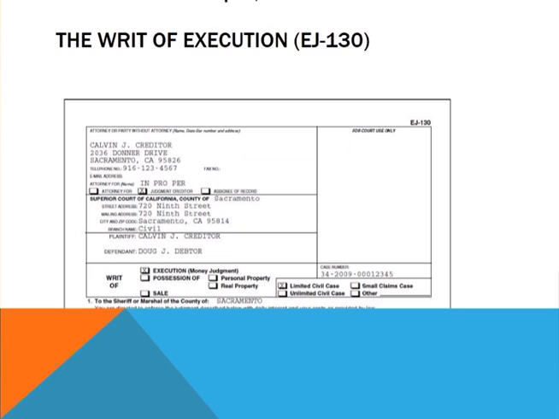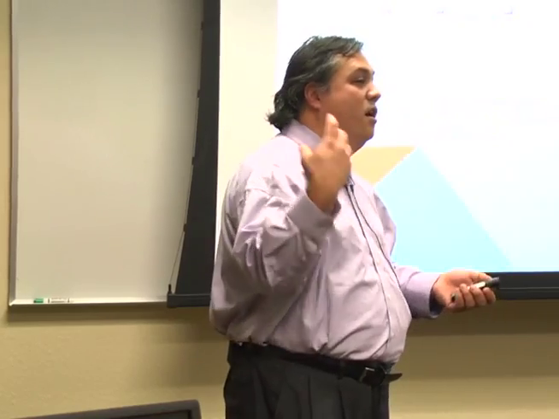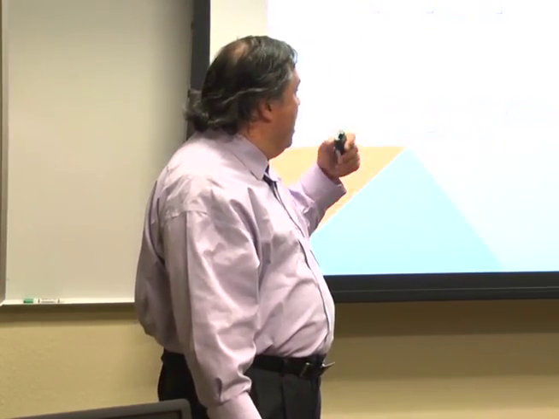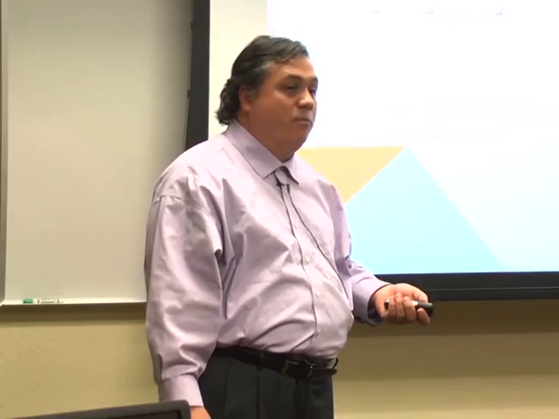And something new this last year, up until fairly recently, this box over on the right-hand side didn't exist. Then they changed the requirements so that you had to indicate on your writ of execution what type of case it was. Was it a limited civil case, an unlimited civil case, a small claims case, or other? And if you didn't do that, the sheriff wouldn't enforce it for you. They wouldn't even accept it.